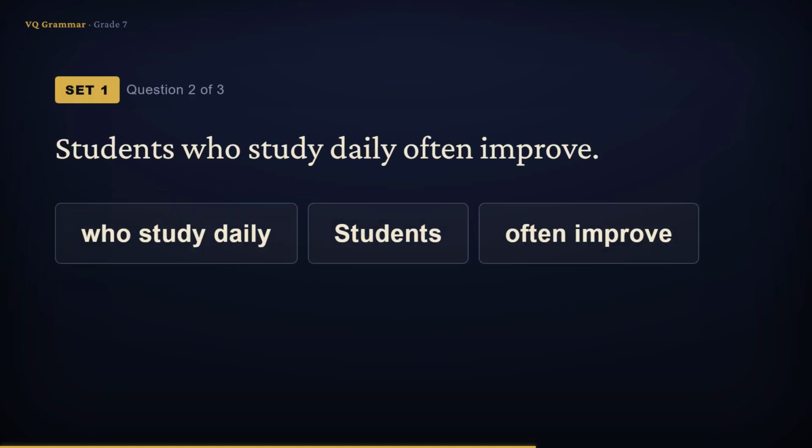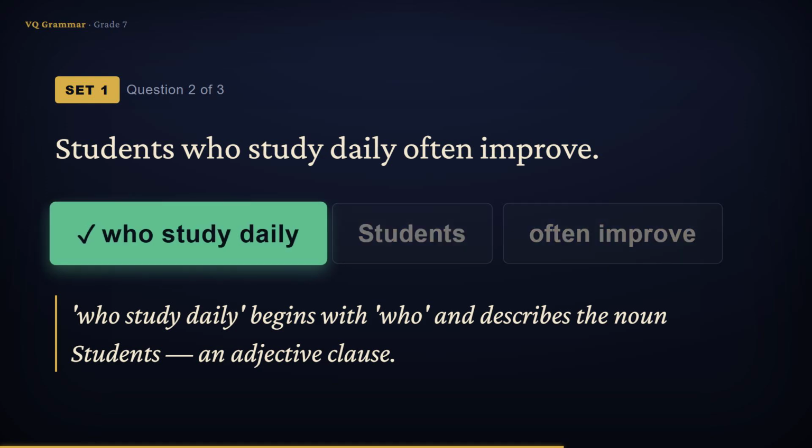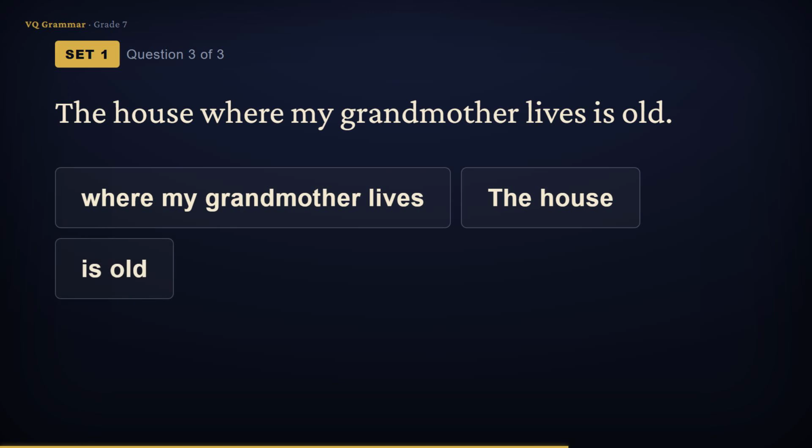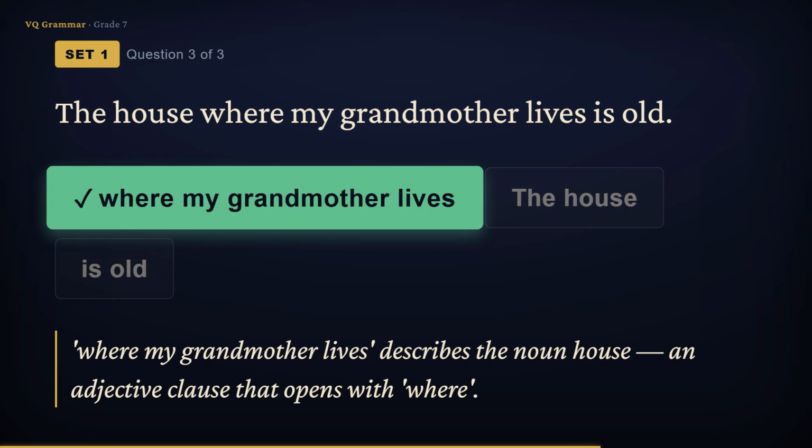Students who study daily often improve. Where's the adjective clause? "Who study daily" begins with the relative pronoun who, and it describes the noun students, telling which students. So the answer is "who study daily." The house where my grandmother lives is old. Find the clause that describes a noun. "Where my grandmother lives" describes the noun house. It tells us which house. Remember, an adjective clause can start with where. So the answer is "where my grandmother lives."